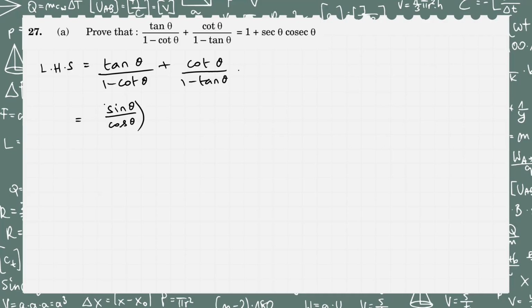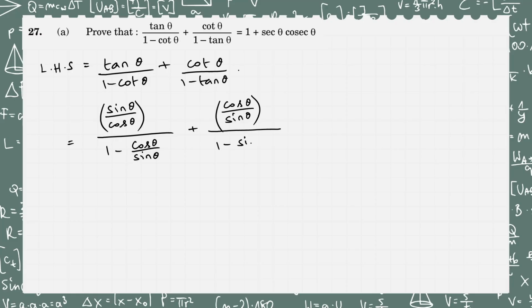So as we know that tan is sin by cos, we can write tan theta as sin theta by cos theta divided by 1 minus cot theta. We can write cot theta is cos theta by sin theta, right? So we can write this way. The same way the other value also we have to write. Cos theta by sin theta is cot theta divided by 1 minus sin theta by cos theta, that is tan theta, right?